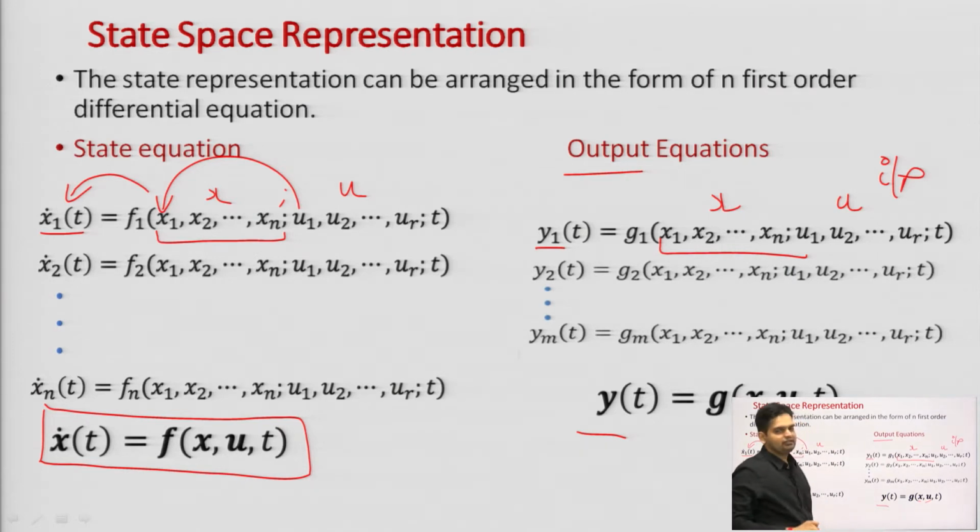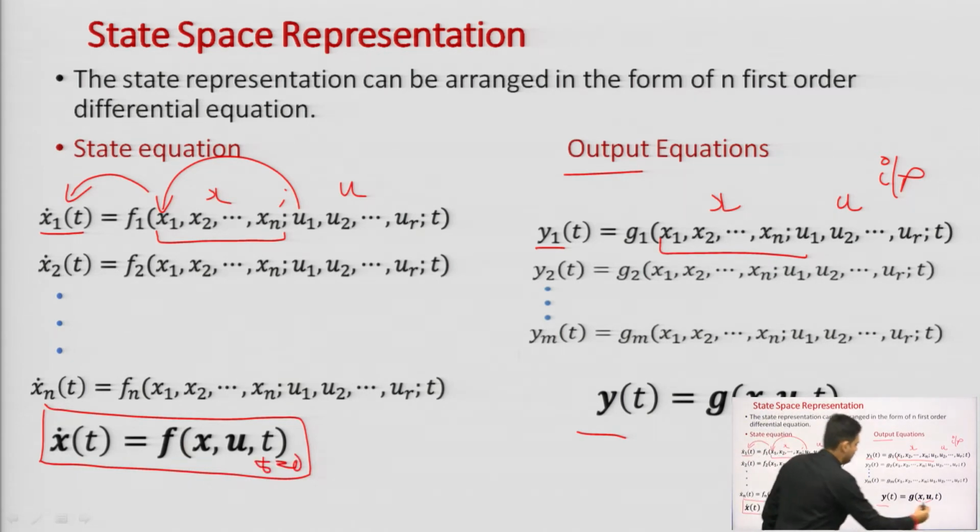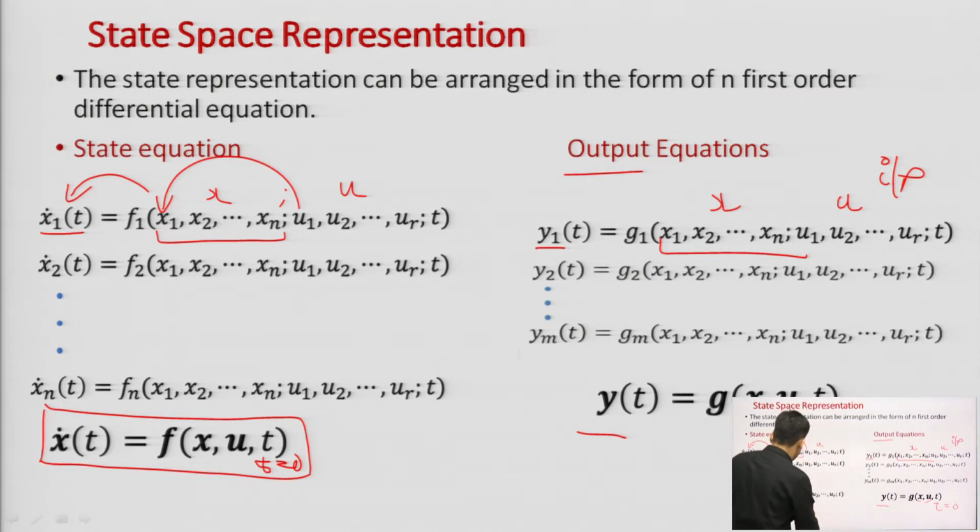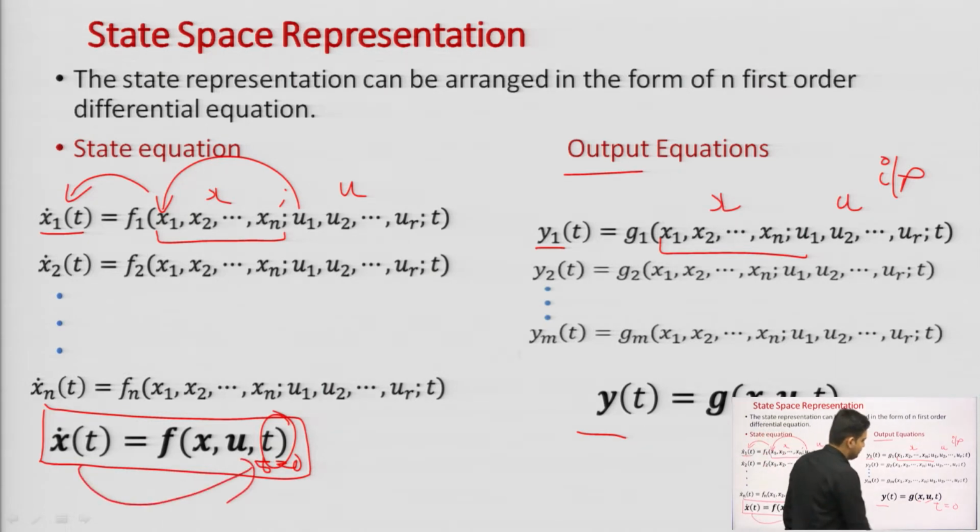If I am dealing with the static type of system, in that case I will make t equal to 0. Whenever I am dealing with the time varying system, then I will make t a function of x dot(t). The same way here I will make this t a function of y(t). It means both state and output vary with time for a time varying system.